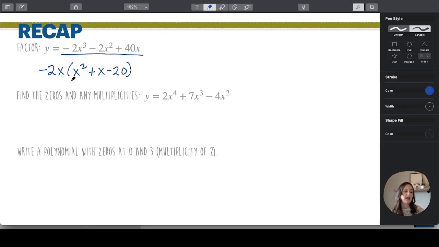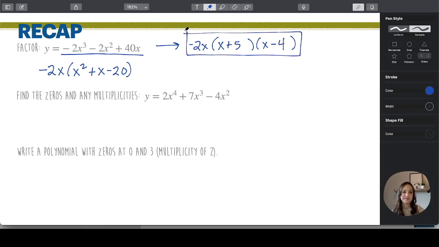Now, normally I would be done here, but I noticed that this also factors. So I'm just going to bring over the negative 2x that's in front. And then what multiplies to give me negative 20 but adds to give me 1? And the answer is going to be a positive 5 and a minus 4, because 5 minus 4 is 1, and then 5 times negative 4 is a negative 20. So this would be our final answer.